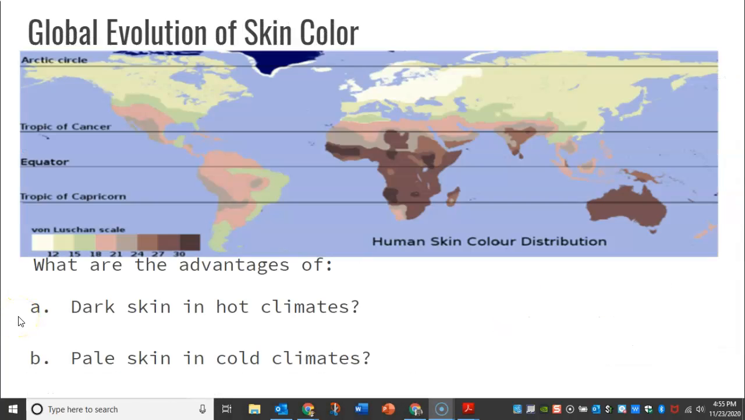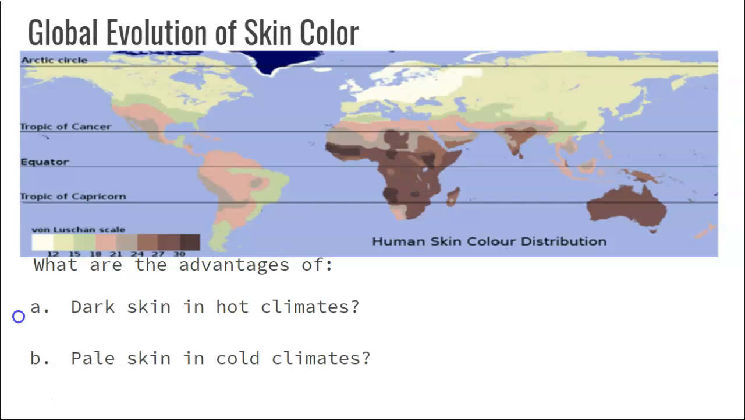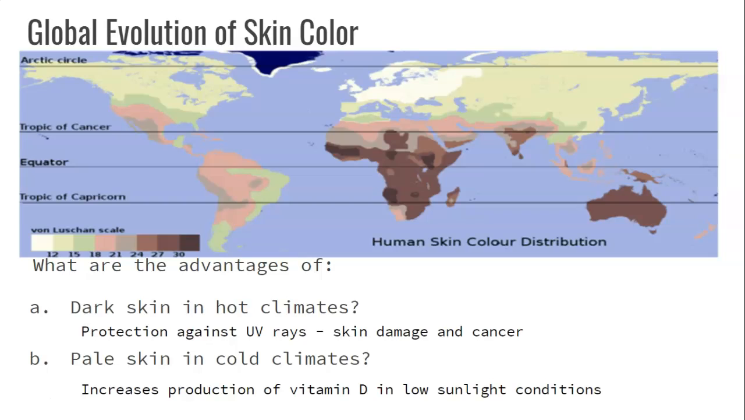Let's talk about evolution of skin color, like global evolution. What are the advantages? If you don't know this already, melanin has played a huge role in protecting skin from the sun. You can see this in the map: in areas right near the equator, where it's much, much hotter and the sun is much stronger, you see a higher percentage of darker skin, because it provides protection against UV rays.